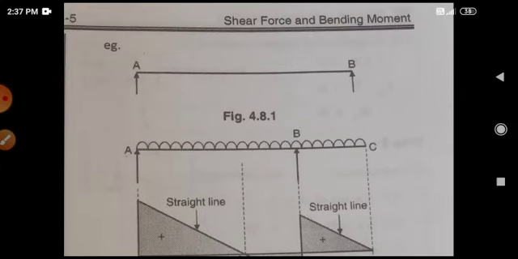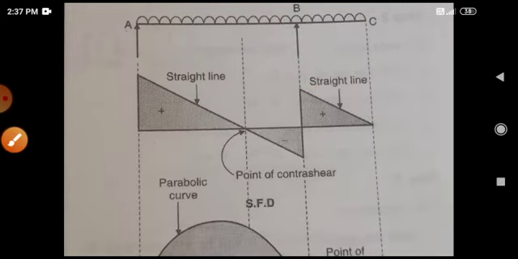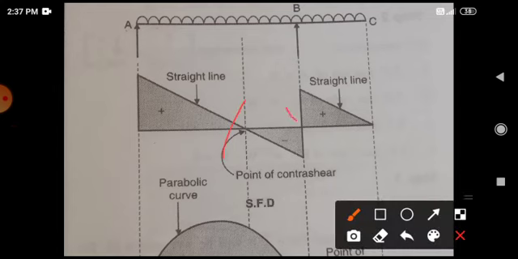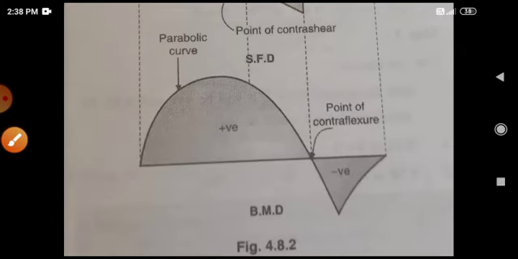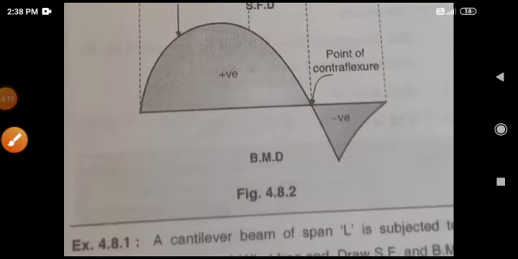Here you can see a simply supported beam with a uniformly distributed load. These are the reactions at the different supports. You can see here is the point of contra shear. This point you will see. And points of contraflexion are here. Point of contraflexion.